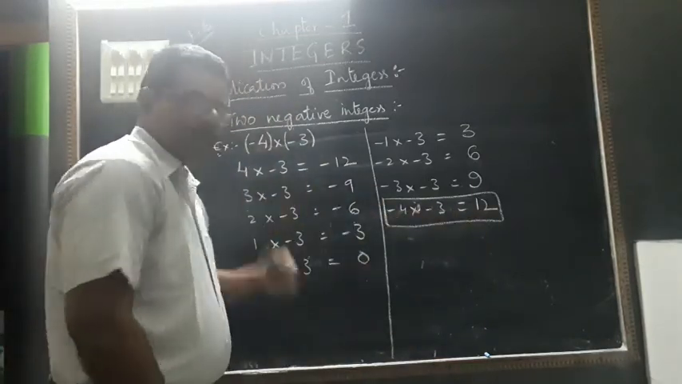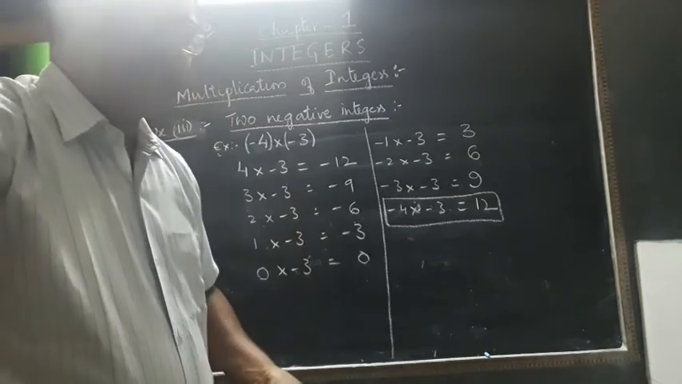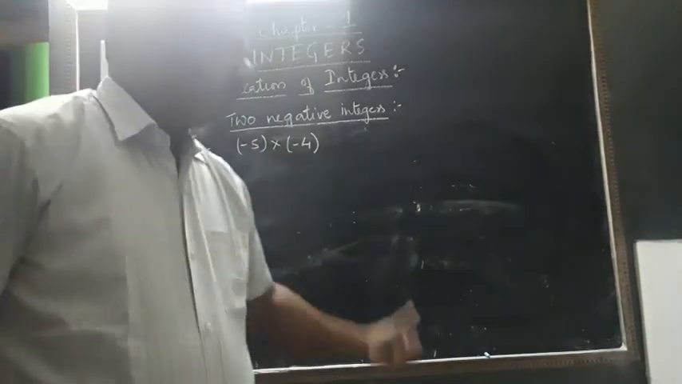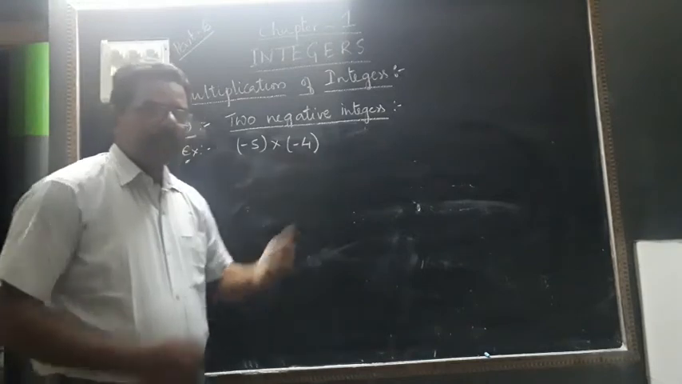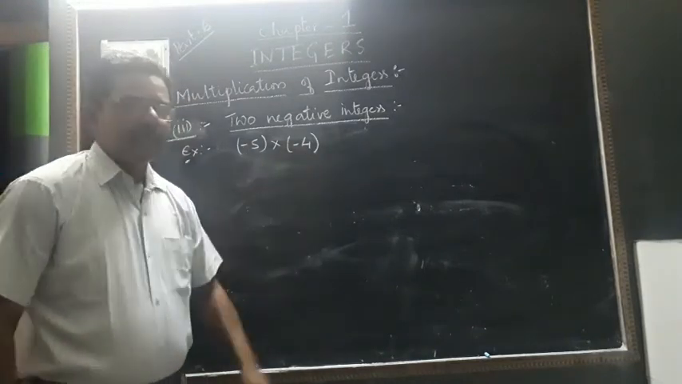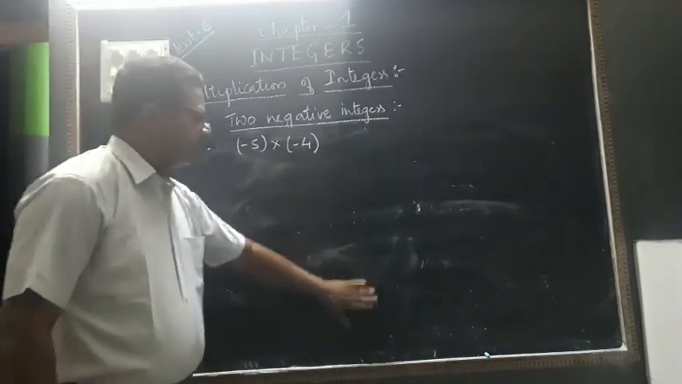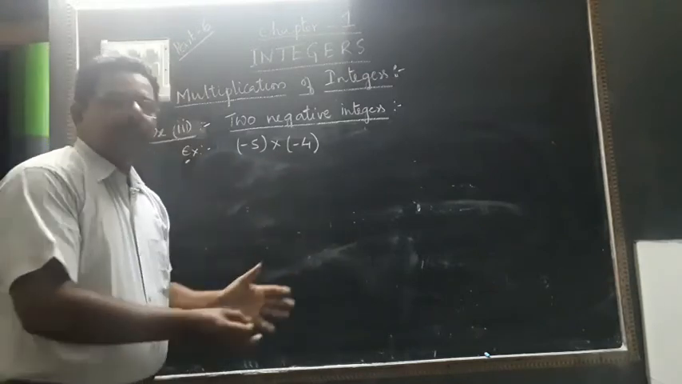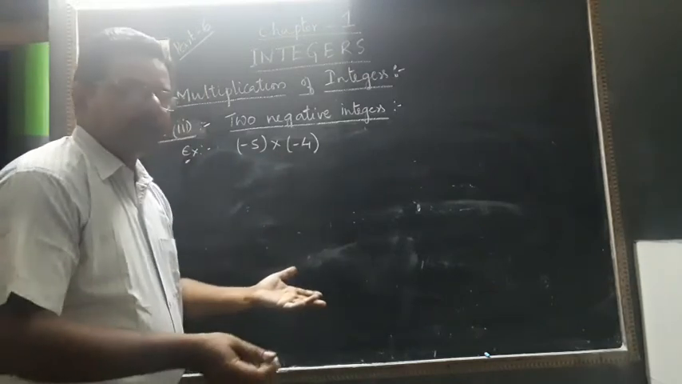Okay. So we can take one more example. From that example we can understand clearly. See this one. Minus 5 into minus 4. These are two negative integers I have taken. Those two negative integers we have to check whether we are getting a positive integer or a negative integer or whatever it may be.